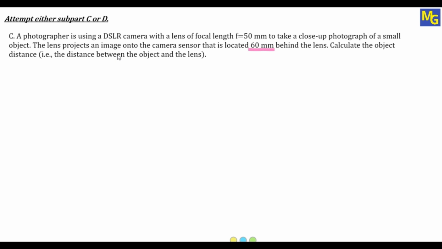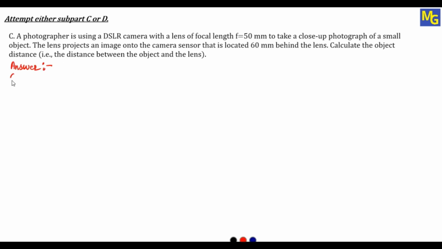While reading, you have to read it very carefully. You will understand what all is given, and then it will be easy to solve the numerical. We have an image distance, 60 mm behind the lens. Calculate the object distance, that is the distance between the object and the lens. Very simple numerical. We have the focal length, we have the image distance, and we have to find the object distance. So we can use the lens formula to solve this numerical. First we will write what all is given, and then we will write the formula and substitute the values.